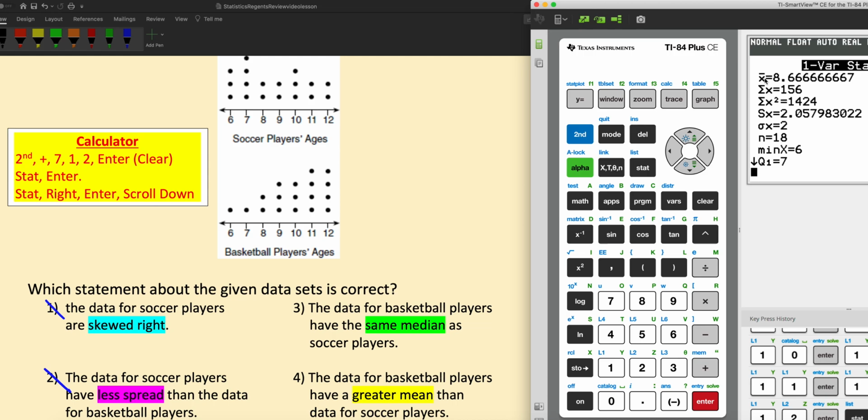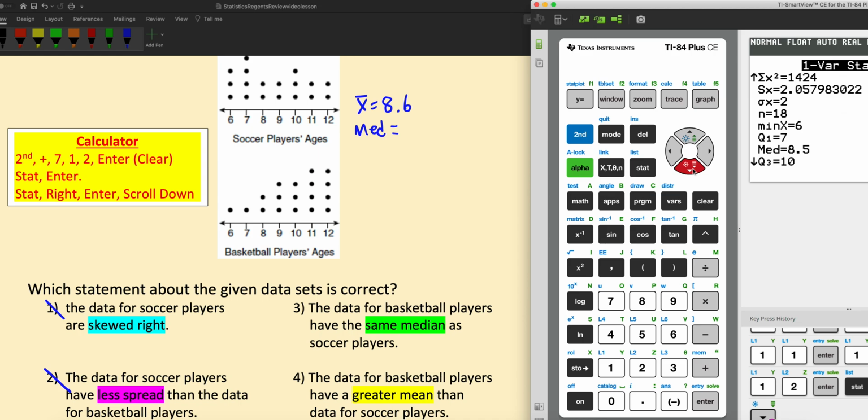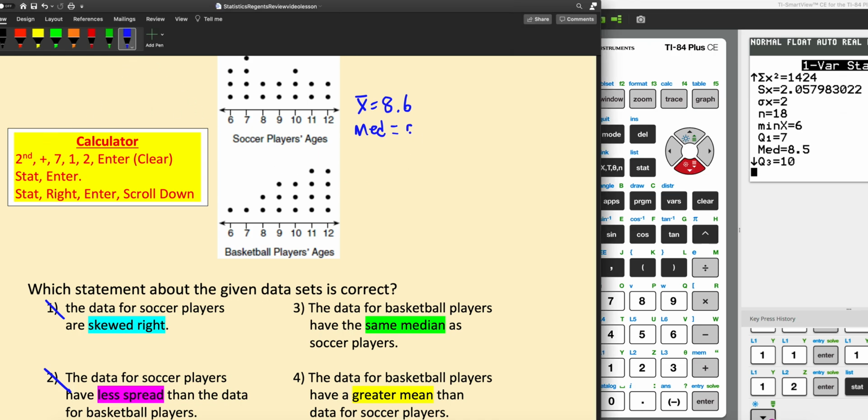The mean, 8.66667. So let's write that out for the soccer players. So we'll do 8.6. And your median. You scroll down for the median, guys. The median is 8.5. All right, now that's for the soccer players.